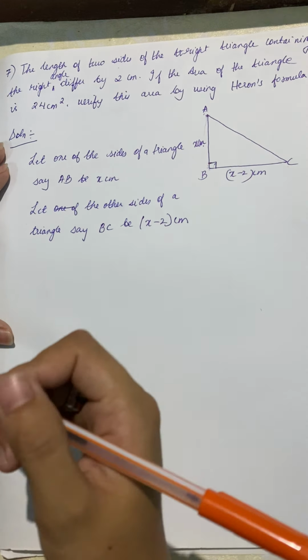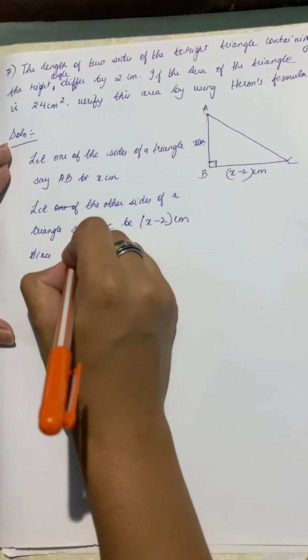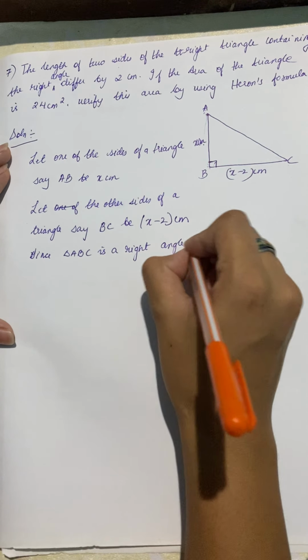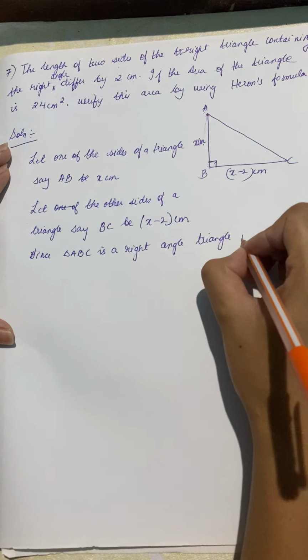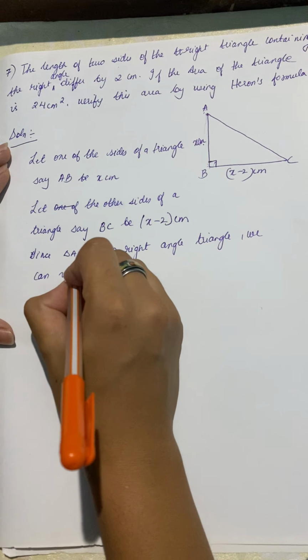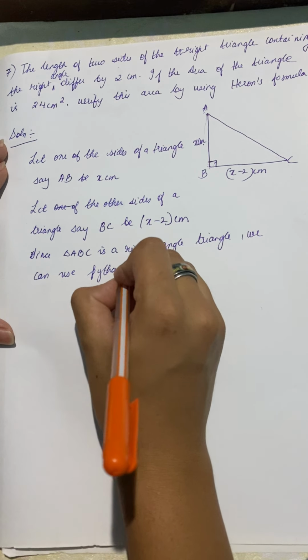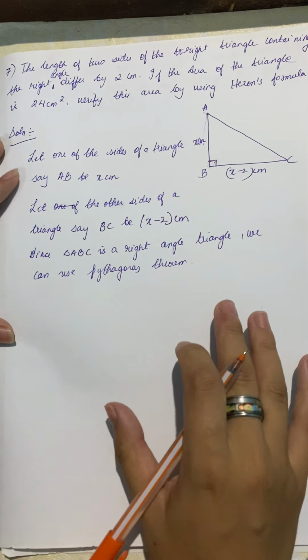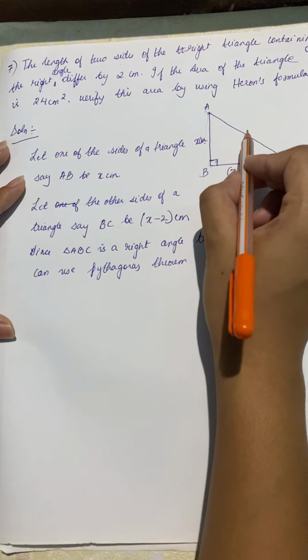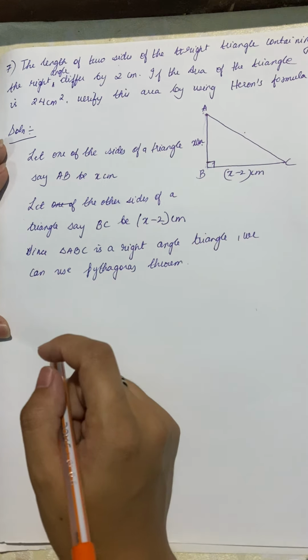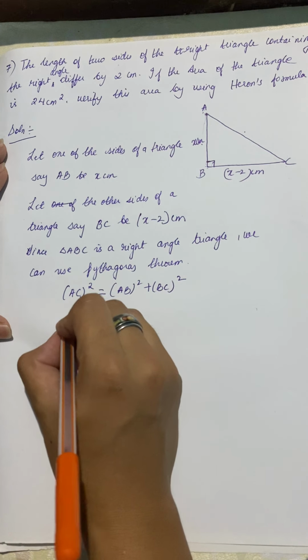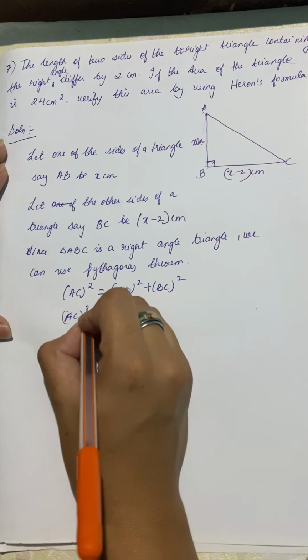Remember this. Since triangle ABC is a right angle triangle, what can we do? We can use the Pythagoras Theorem. This is a very famous theorem which we have been using since time immemorial, I think since class 6. So what is Pythagoras Theorem? It tells us hypotenuse, the longest side of a triangle. So AC square, hypotenuse square, is equivalent to height square plus the base square.